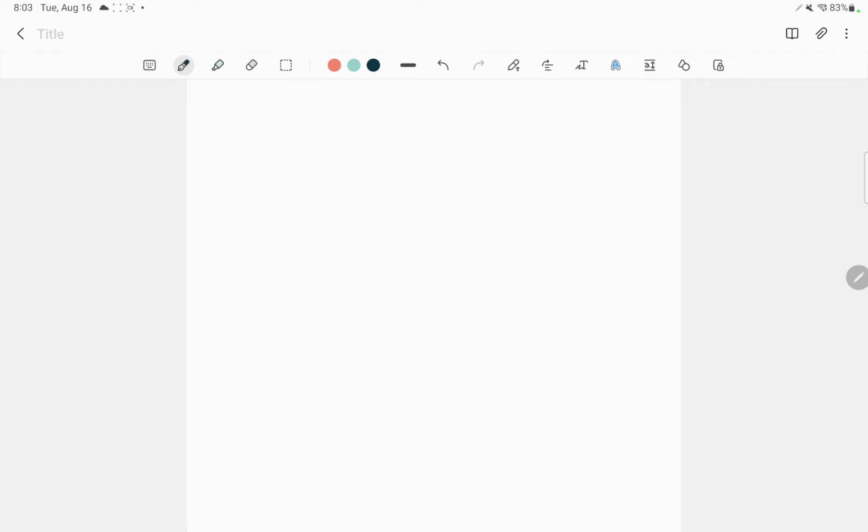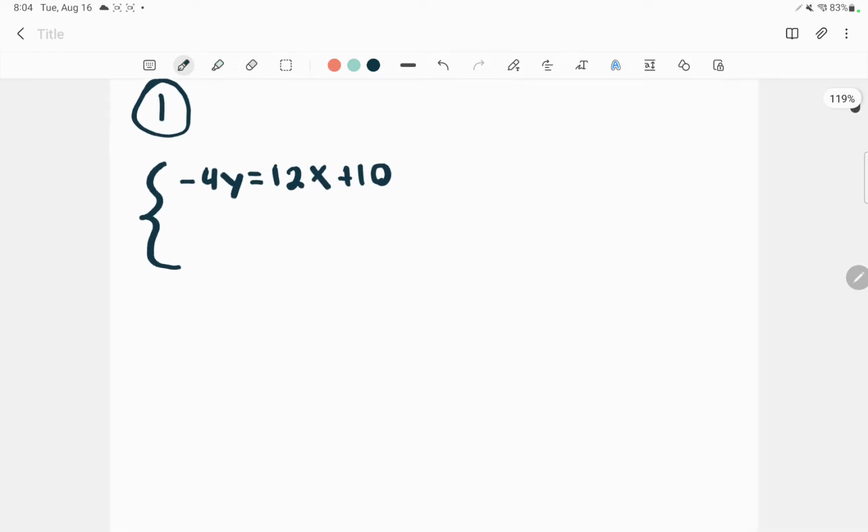So question 1. We're going to have 2 different questions. Question 1 is going to be, I'm going to give you a system of equations. I'm going to put it right here. Your first equation is going to be negative 4y equals 12x plus 10. That's your first equation. I'm going to make it a little bit bigger just so you guys can see.